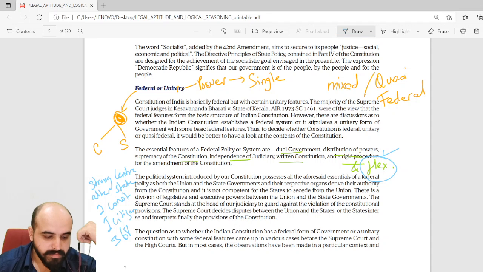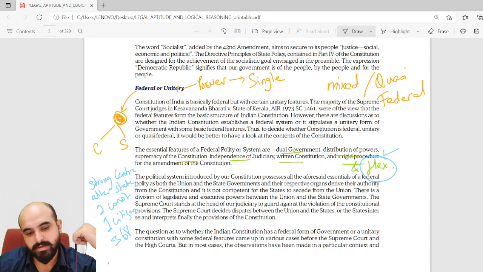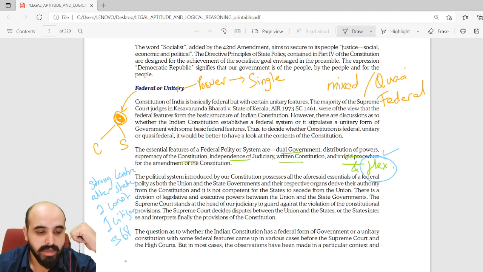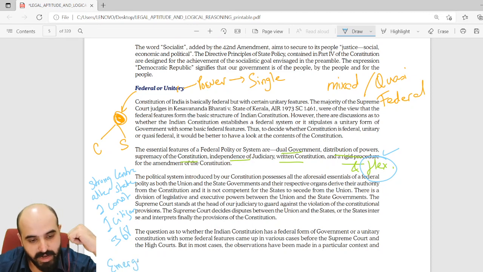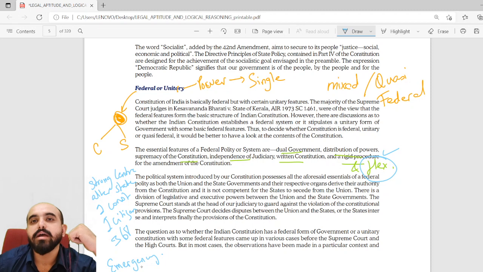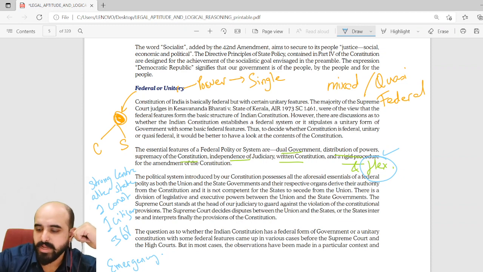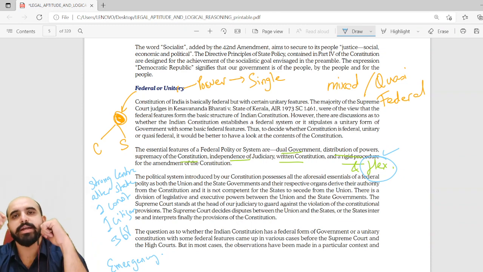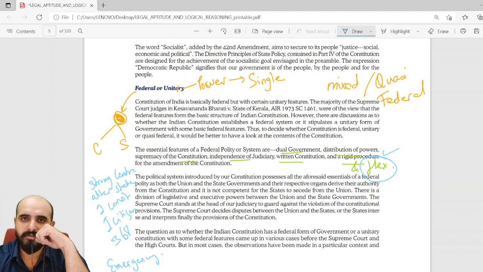Alright. Then we have our emergency provisions. Whenever the president feels that there is social unrest or there is a threat to the country, he can proclaim emergency. And when emergency is proclaimed, the center obtains all the powers to control all the governments. The entire country shall go under the control of the center, meaning that just by one declaration, the federal structure of our constitution can turn to unitary.